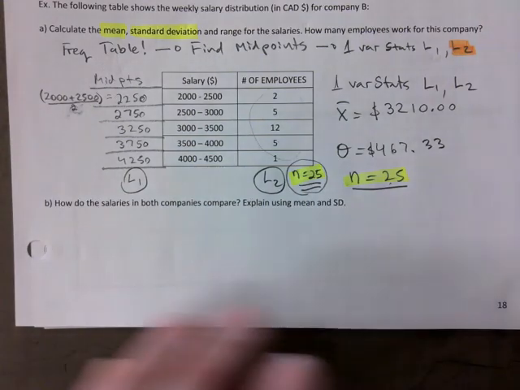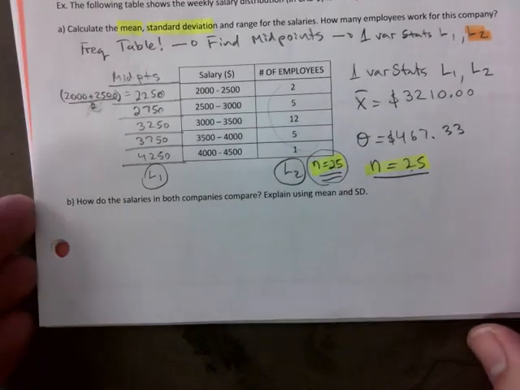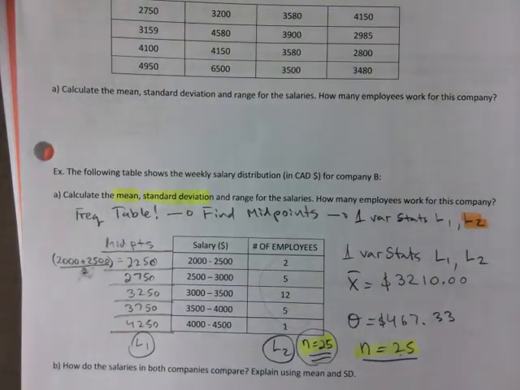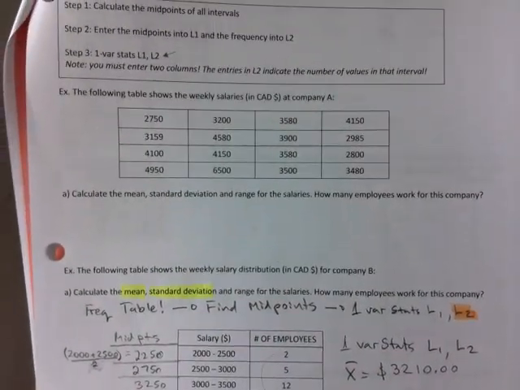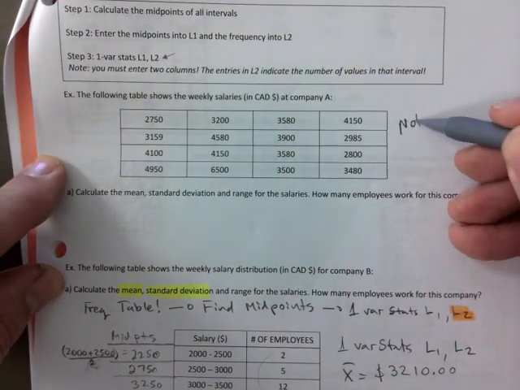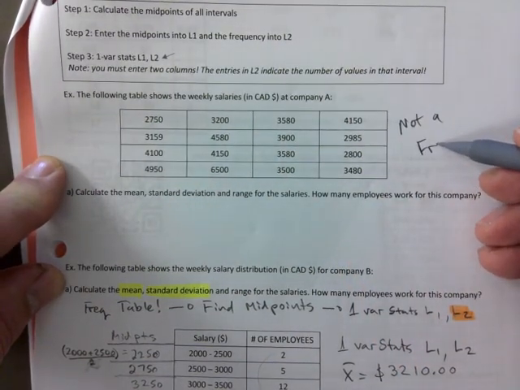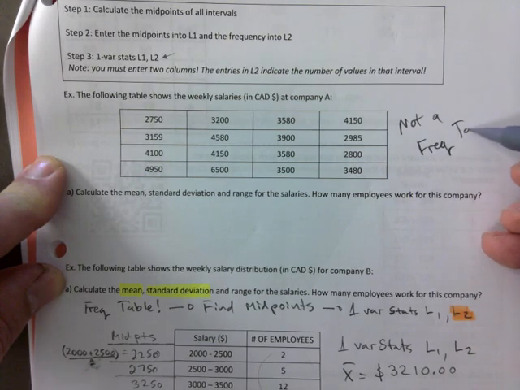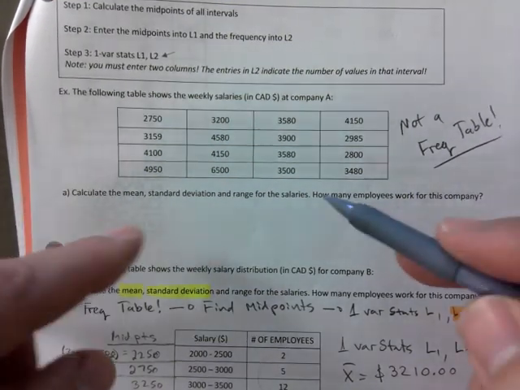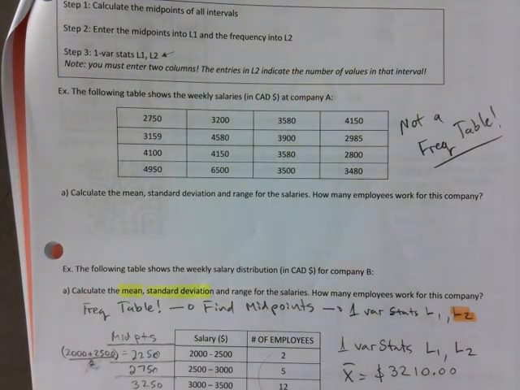Let's figure out the mean and the standard deviation of the previous one. I just wanted to first start with the frequency table. My guess is that most of you already figured this one out. This is not a frequency table. Okay, this is not a frequency table. This is just a bunch of information, data points individually given to you.